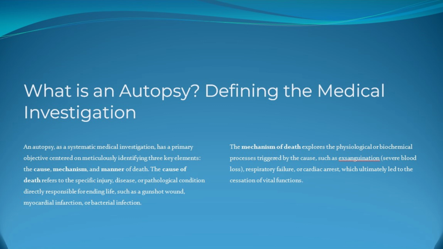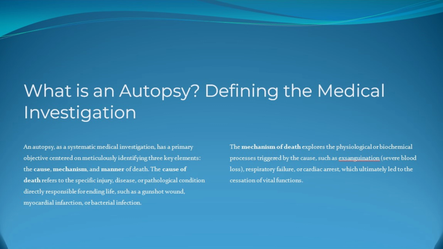Finally, the manner of death classifies the circumstances surrounding the fatality into categories such as natural, accidental, homicide, suicide, or undetermined, a distinction critical for legal and statistical purposes. To achieve this, forensic pathologists or medical examiners employ a combination of macroscopic observations, microscopic tissue analysis, toxicology screenings, radiological imaging, and laboratory tests. These methods help uncover hidden factors like drug overdoses, genetic disorders, or environmental exposures that may have contributed to the death.